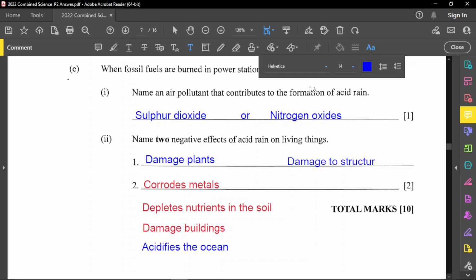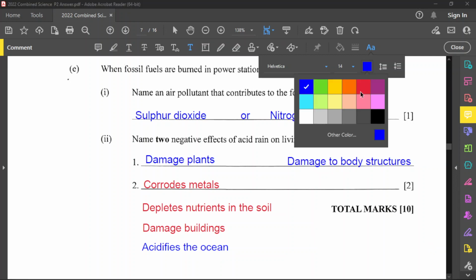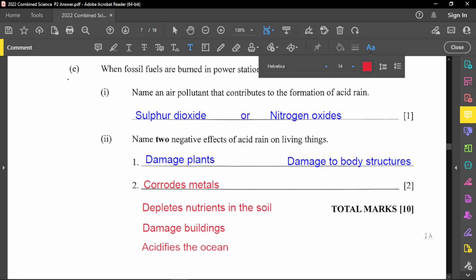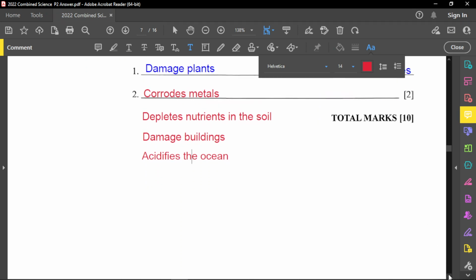The damage to structures may be another one, or body structures. Let's put body structures there. And you can be very specific to say, for example, the shell of conch, the skin of animals, because acids will definitely damage those parts. And if the ocean is acidified, then yes, it will cause damage to the body of the structure. So these are the two main things: damage to plant leaves and so on. You can make a note of the others that are in red, which would be the general negative effects. So there we go with that question.